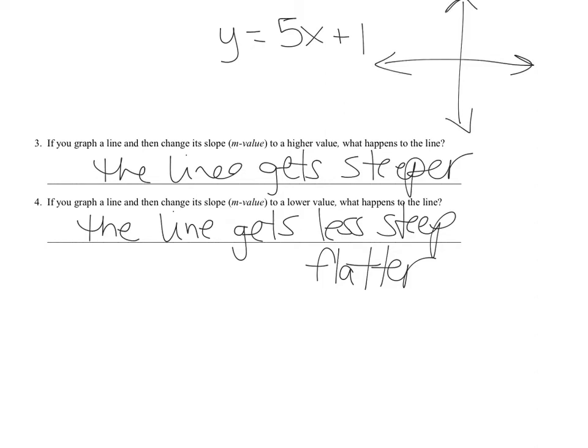Well, for 5x plus 1, the y-intercept would be about here, and then you're rising 5, running 1. So you're going up 1, 2, 3, 4, 5 over 1, or you're going down 1, 2, 3, 4, 5 over 1, right? So it gets really steep, right?